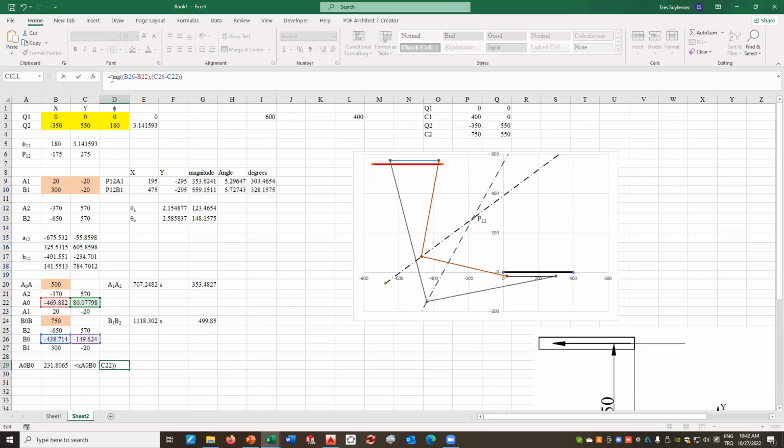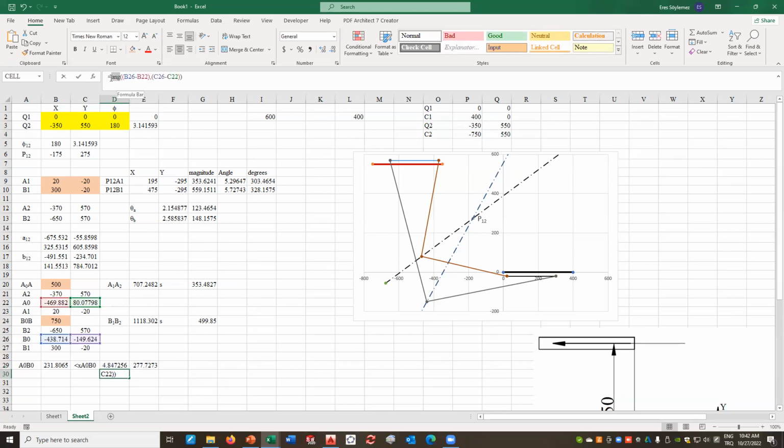Like this. Or if you want, you can use ATAN2. This angle is 277 degrees. Let me show you something. If I have used ANG, let me copy this again. Control C. Control V.